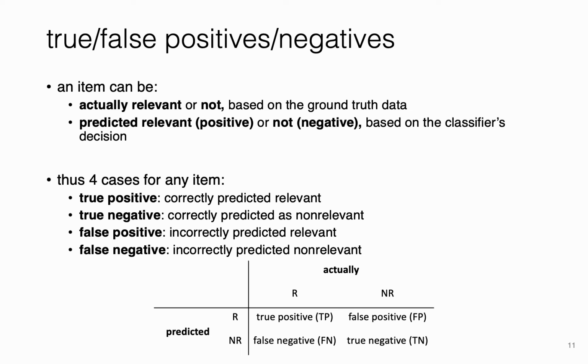True positive is when the item is relevant and the recommender is correct, which means that it correctly classifies the item as relevant. True negative is when the item is non-relevant and the recommender is correct. False positive is when the item is non-relevant and the recommender is wrong, predicting it as relevant. False negative is when the item is relevant and the recommender is wrong, predicting it as non-relevant.